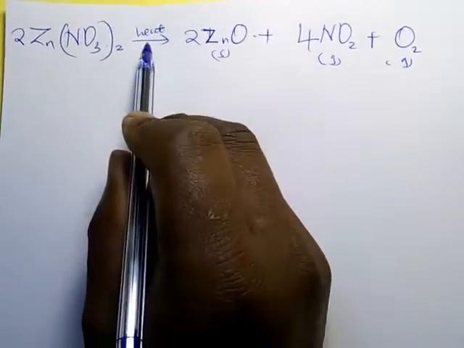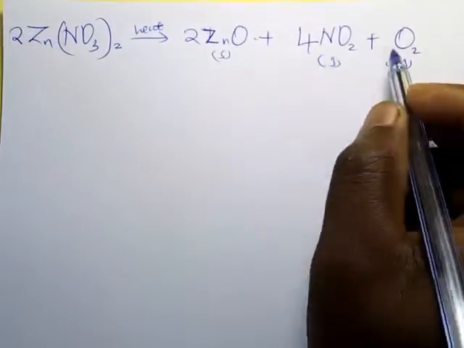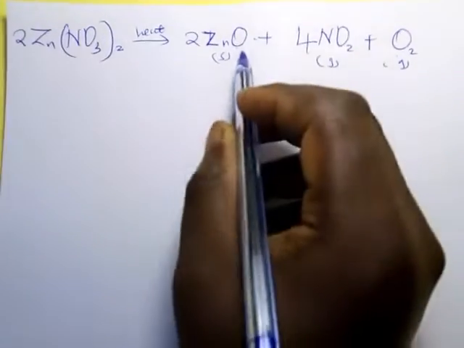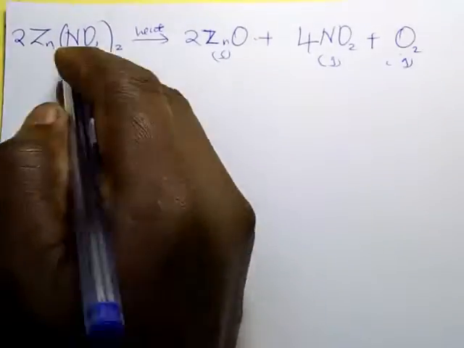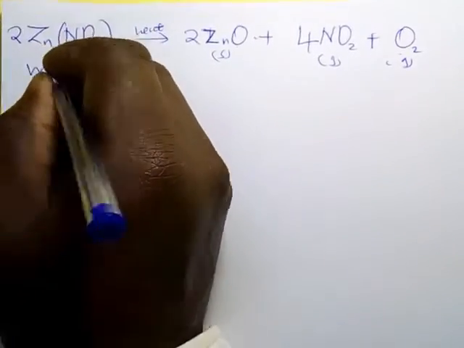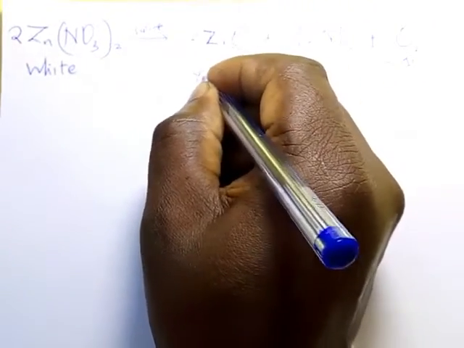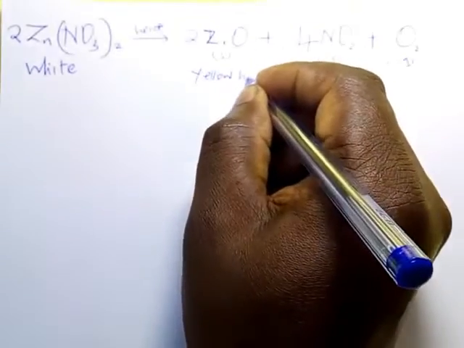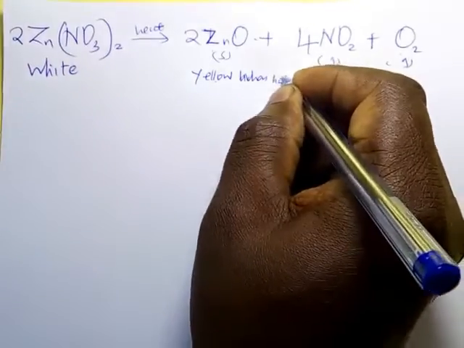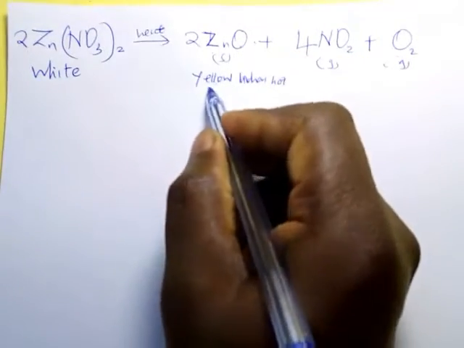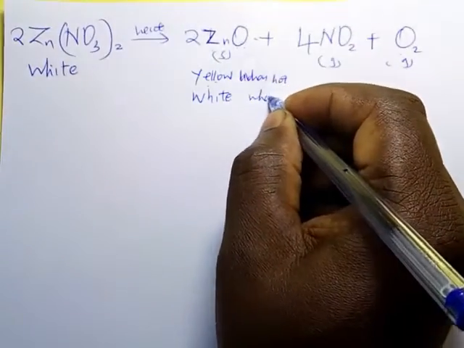Zinc nitrate, when heated, decomposes to form zinc oxide, nitrogen 4 oxide, and oxygen gas. So we are interested to know the colors of the zinc oxide. Remember, zinc nitrate is also white. The color of zinc oxide when hot is important for you to note. When hot, it is yellow. So zinc oxide is yellow in color when hot, and then white when cold.